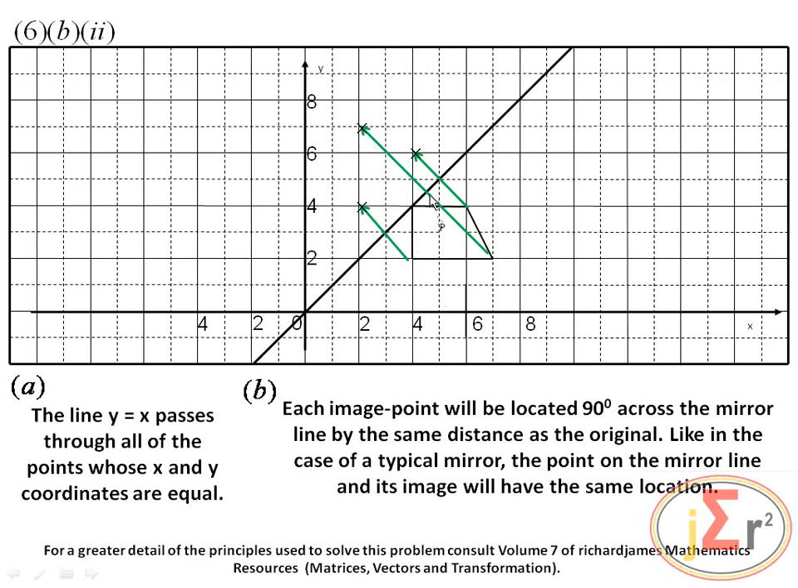And of course, the line that will join the point to its image needs to be perpendicular to the mirror line. Now we are using these lines to demonstrate. If we are going to be using construction lines, we will have to use pale construction lines, as in volume 5 of Richard James Mathematics Resources. So complete the figure, and that is the figure that we are looking for.